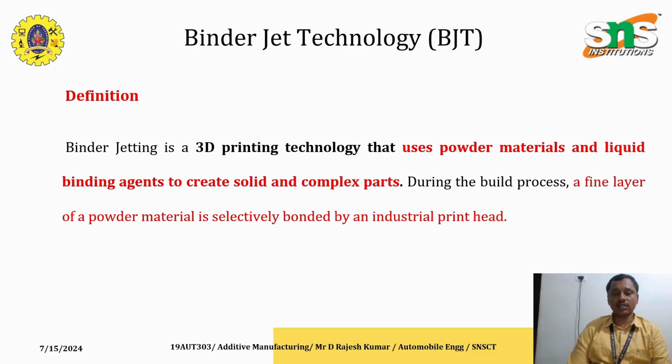So during the process, a material in the finest form is bonded by the printhead. This printhead is loaded at the top of the equipment. This printhead supplies the powder material over the build area. The build area is supplied with the powder and then the binding agent is sprinkled over it. Once the binding agent is sprinkled, a roller rolls the next layer so that the bonding between layer 1 and layer 2 is achieved.